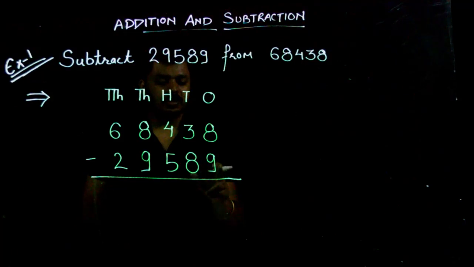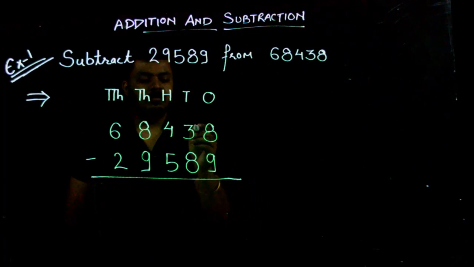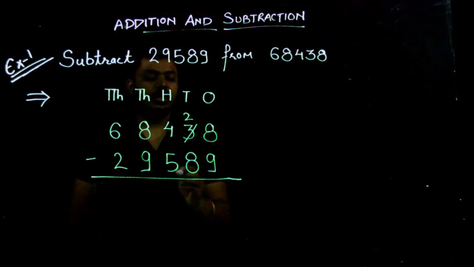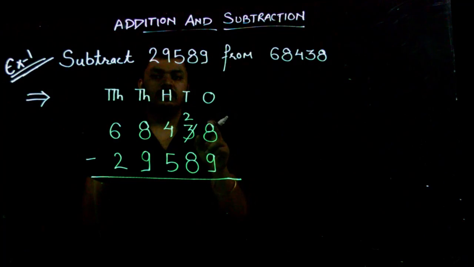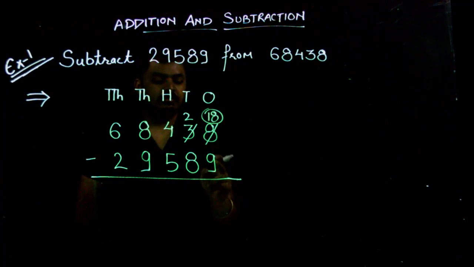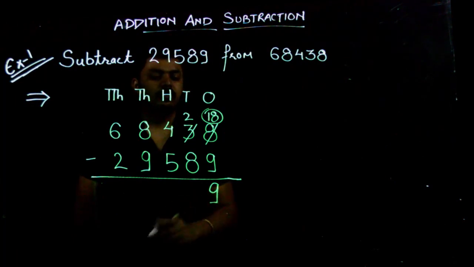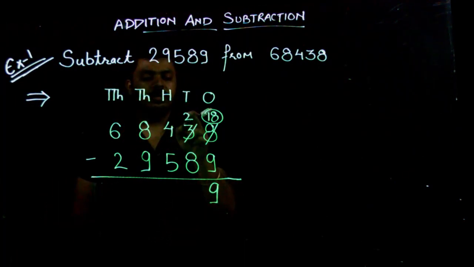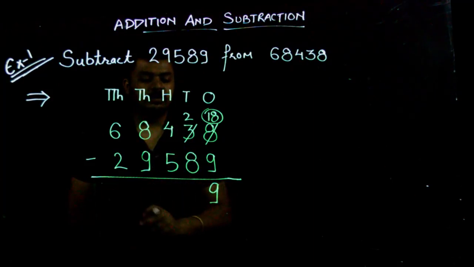So 8 minus 9. Since 8 is less than 9, we cannot subtract 9 from 8. So we have to regroup 1 ten from the tens column, that is from 3, and here it is left 2, and 1 ten becomes 10 ones. So 10 ones plus 8 ones becomes 18 ones. So 18 ones minus 9 gives us 9 ones. Now here there are only 2 tens minus 8 tens. So 2 is less than 8. We have to again regroup.